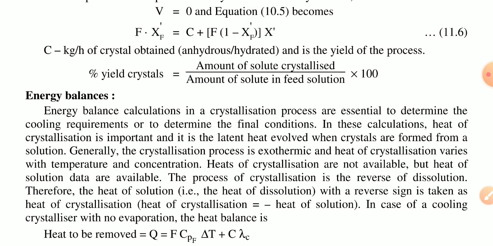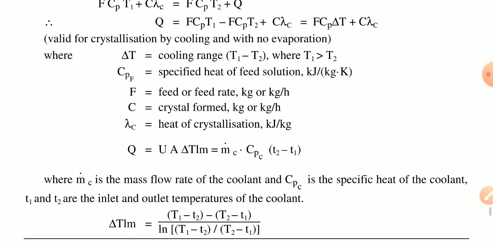Simply, the final yield equation we saw: C kg per hour is the crystals obtained, anhydrous or hydrated, and the percentage yield of crystals is equal to the amount of solute crystallized over the amount of solute in the feed. This notation is valid for crystallization by cooling with no evaporation.